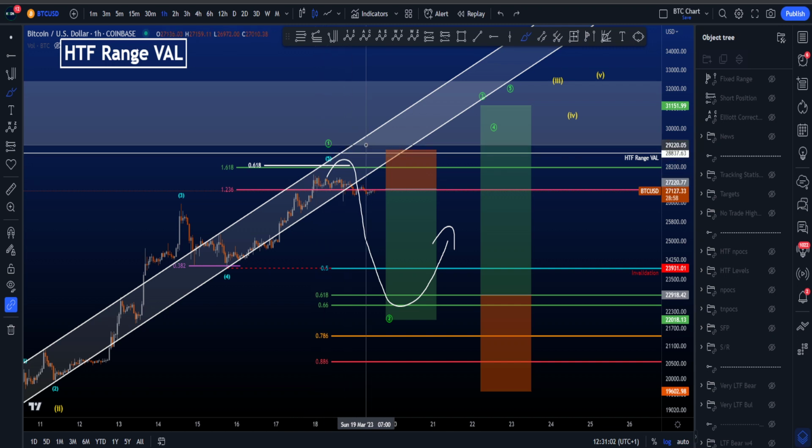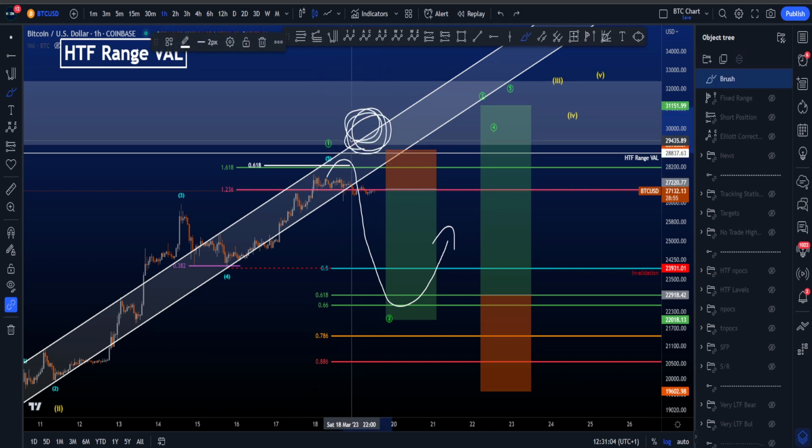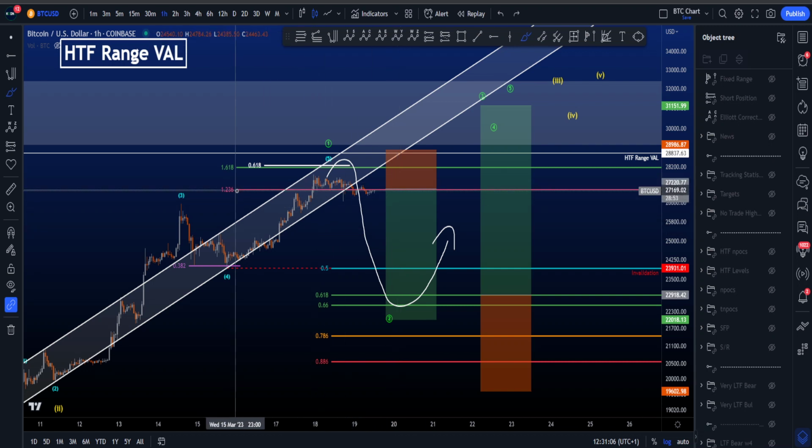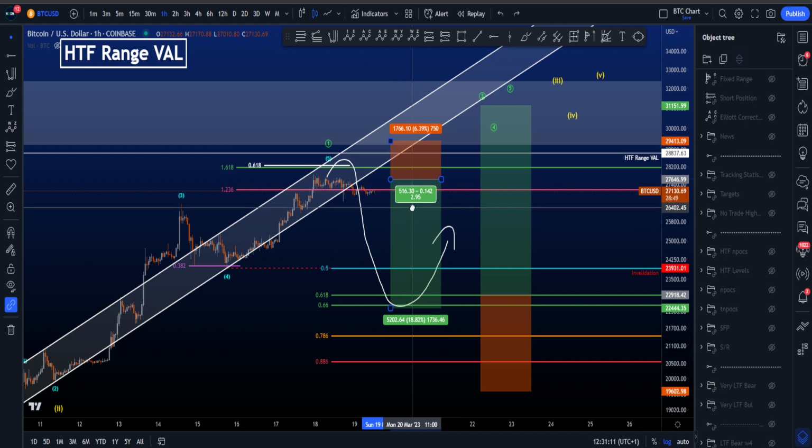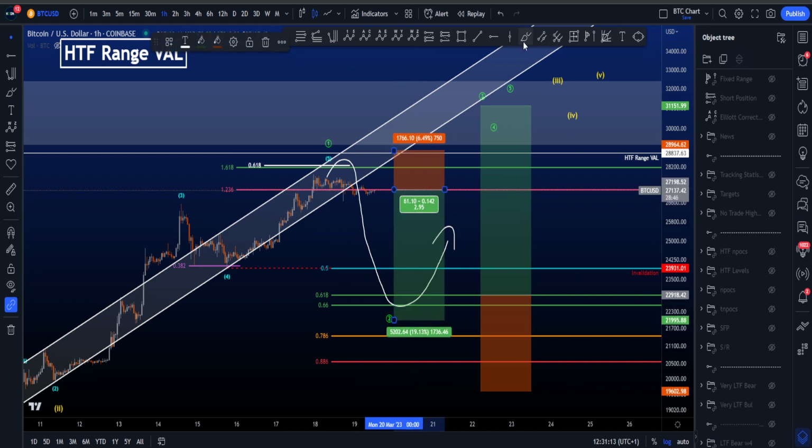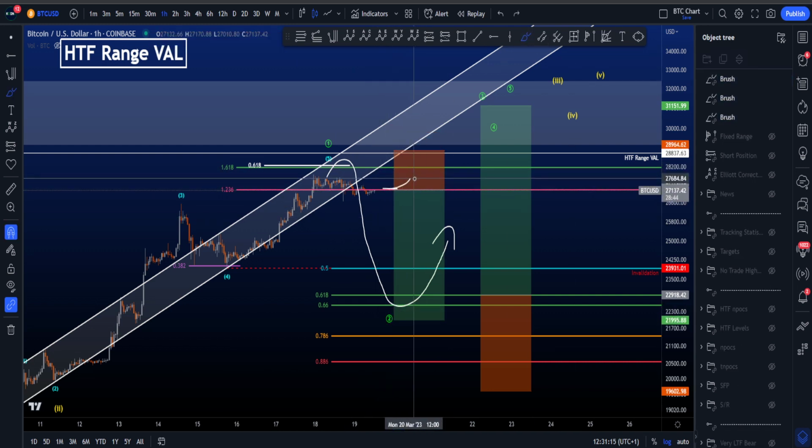I would personally still very much like touching this area over here before a move to the downside, but just keep in mind that this is a potential wave 5 target, and a potential trading setup is then also to enter shorts in this area.